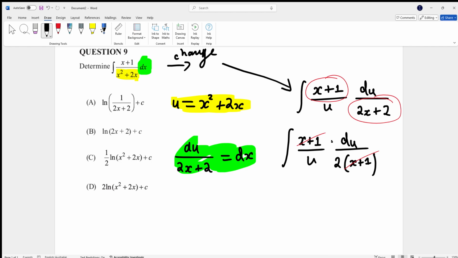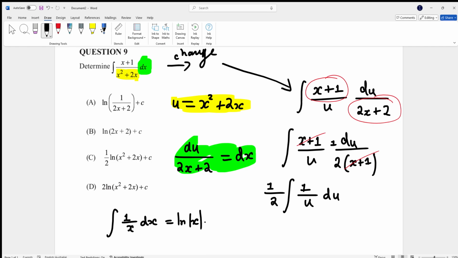Now here, this is a 1 over 2. We can actually take that out the front. So we can rewrite this as 1 over 2, the integral of 1 over u du. Then all of a sudden we can actually integrate that. So we know the integral of 1 over x with respect to x would be natural log of x plus c.